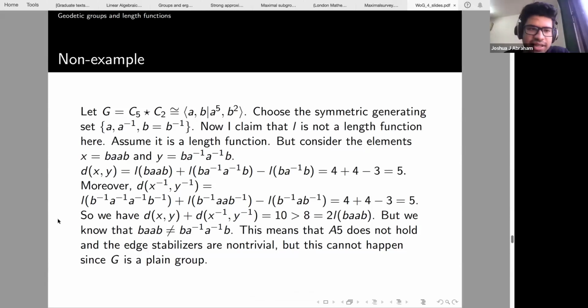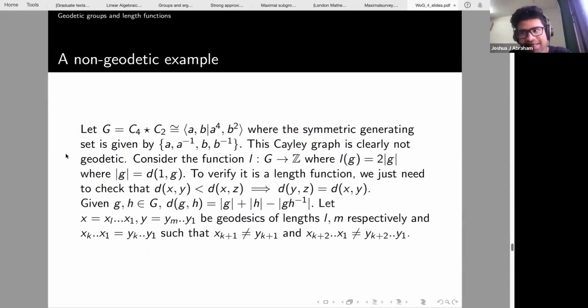And so this is not a length function. And now we're going to look at a function. So now we're going to look at a non-geodetic Cayley graph for which this function is a length function. So this is going to be a very motivating example. So again, the function is exactly the same. It's just 2 times the distance of 1 to g in the Cayley graph.